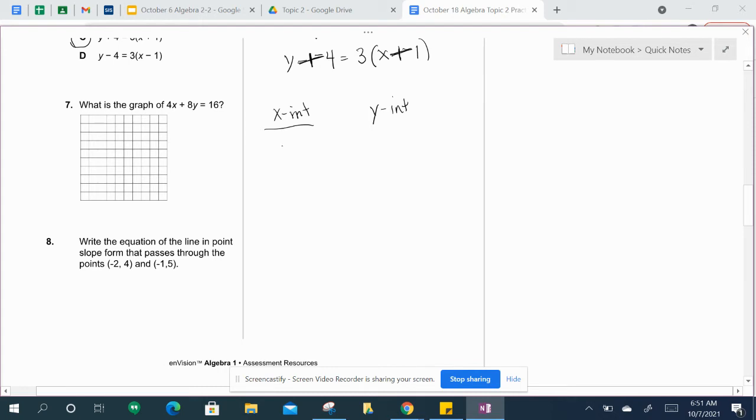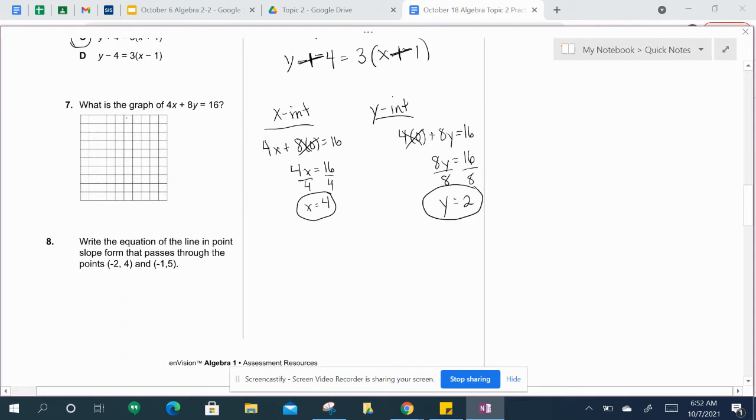So to find the x-intercept, we put a 0 in for y. So I get 4x plus 8 times 0 is equal to 16. 8 times 0 is eliminated, and I get 4x is equal to 16. Then dividing by 4 on each side, I get x is equal to 4. On the other side, to find the y-intercept, I put a 0 in for x so that I eliminate that and just have my y value. So 4 times 0 is eliminated, and I get 8y is equal to 16. Divide each side by 8, and I get y is equal to 2.